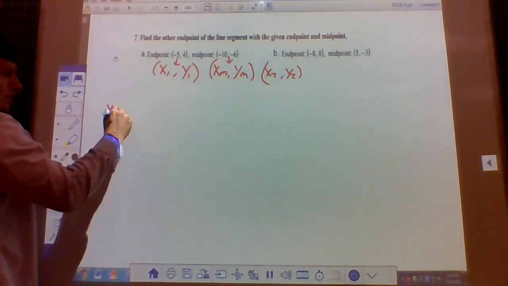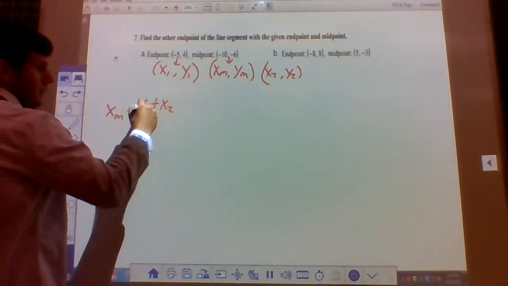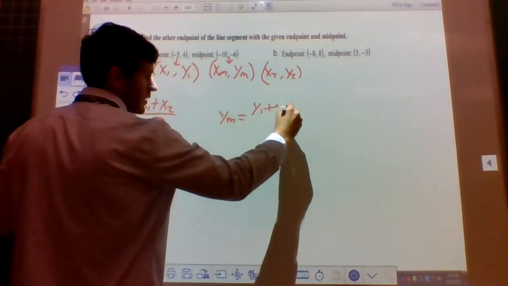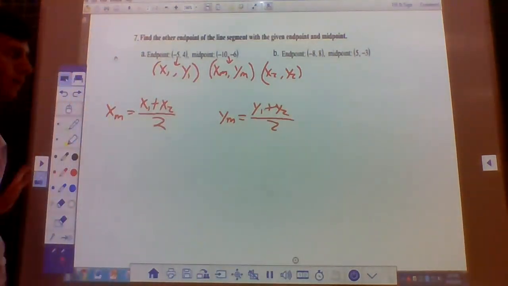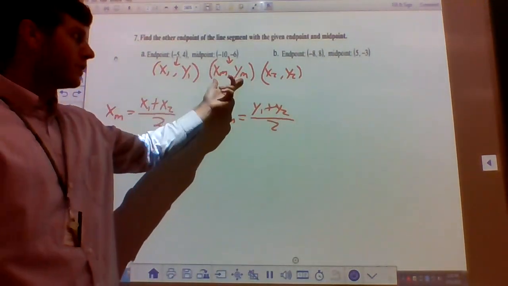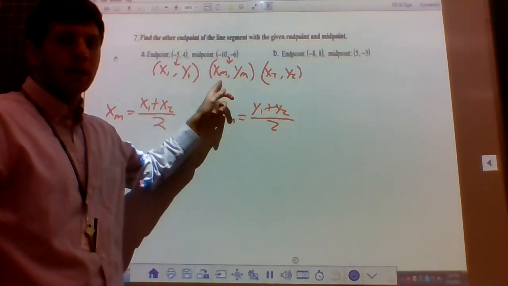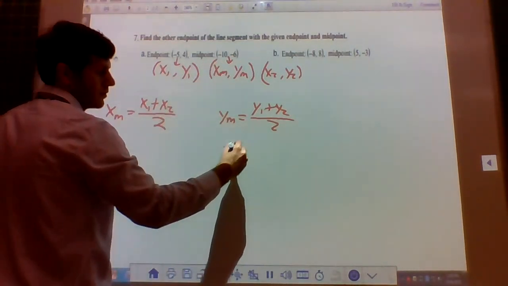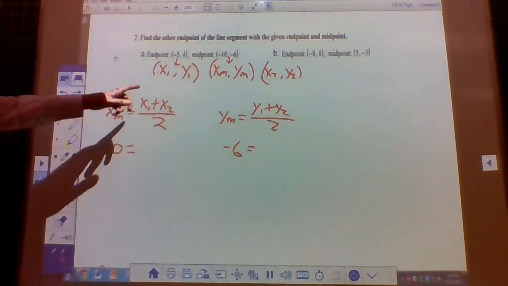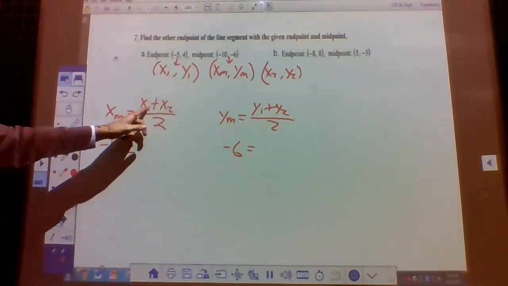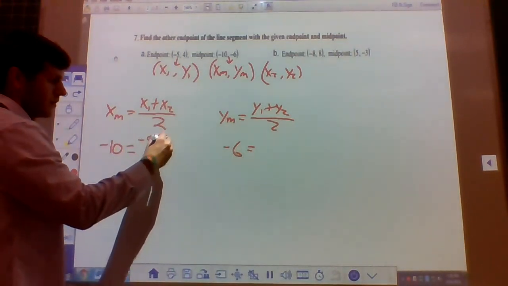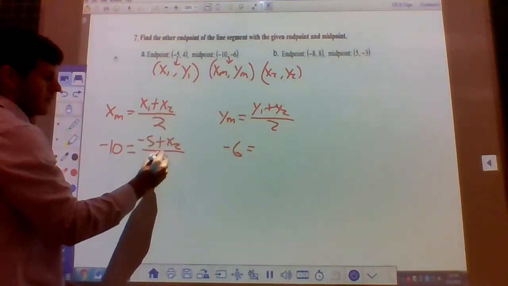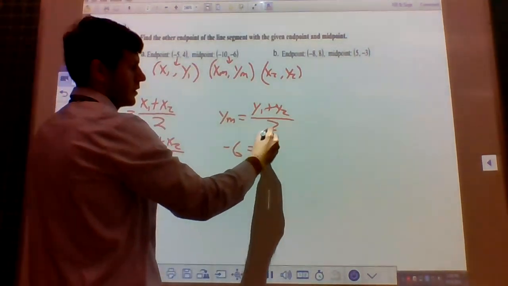So here are our two equations. Xm equals x1 plus x2 divided by 2, the average. Ym equals y1 plus y2 divided by 2, again the average of the y coordinates. We already know the averages because we have the midpoint. The x value of our midpoint is -10, and the y value is -6. Then we have the one endpoint, -5, 4. So -5 is the x value, and we don't know the other x coordinate. Our y coordinate is 4, and we don't know y2.